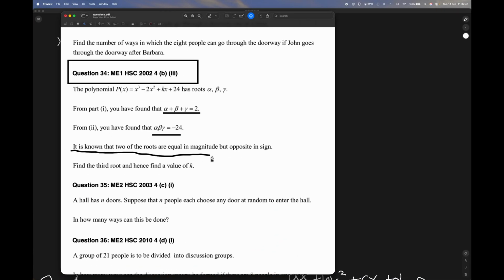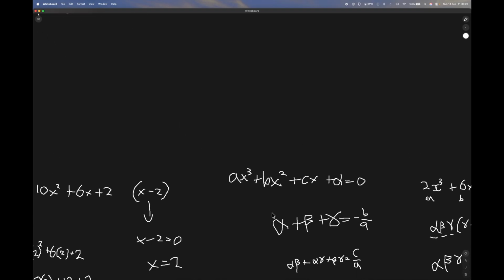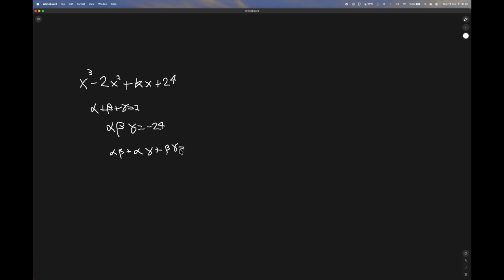It is known that two of the roots are equal in magnitude but opposite in sign. Find the third root and hence find a value of k. It's funny that they say a value. Okay, let's try and solve this. So our other one that we have is alpha beta plus beta gamma plus alpha gamma, which is c on a, which is going to be k. It is equal to k.